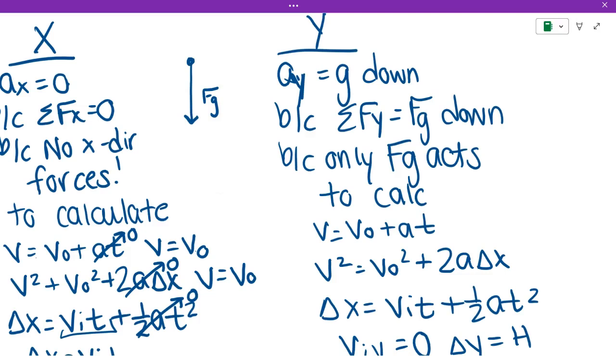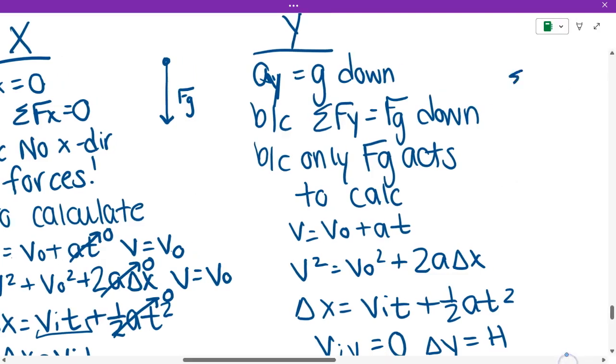Why? Because my net force is going to equal the force of gravity downwards, because only the force of gravity acts, right? So remember any net force is going to equal ma. So I set Fg equal to ma. So I got mg equals ma for this free falling object. So I got my acceleration equals g.